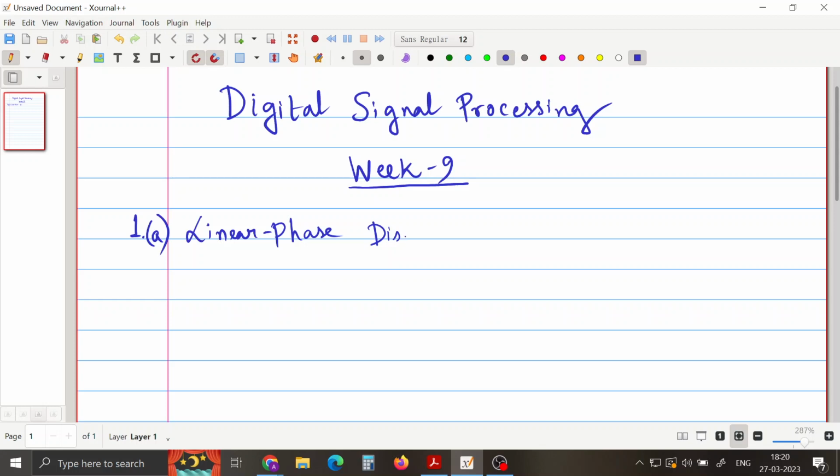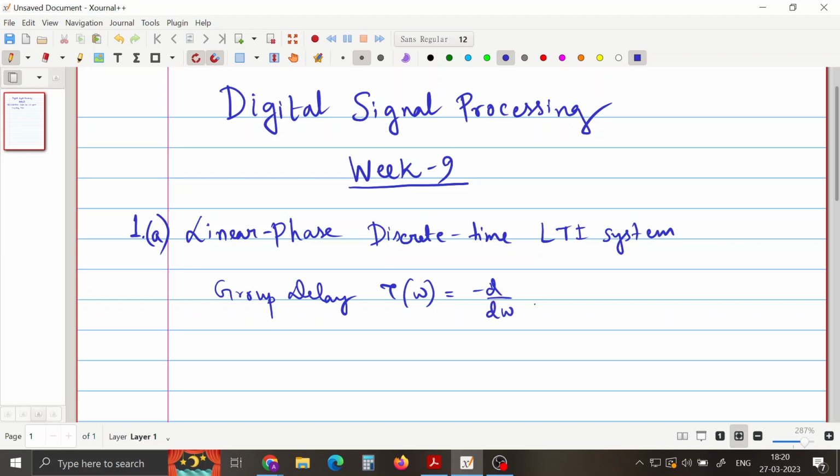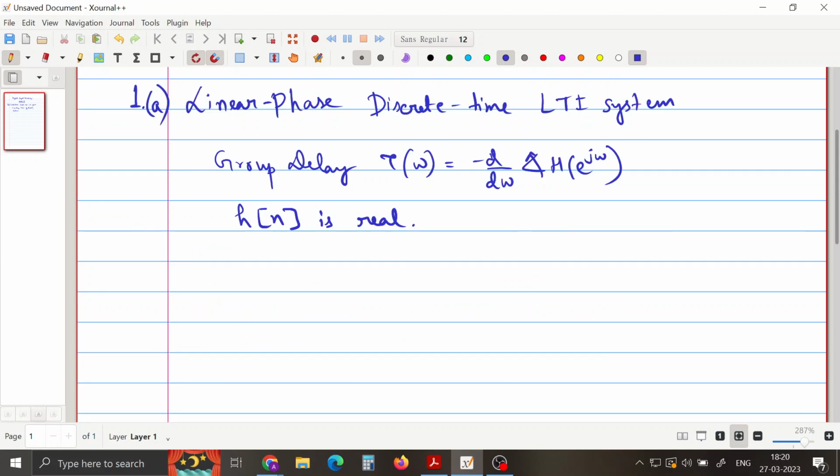So it's a linear phase, discrete time LTI system, and we have the group delay as tau of omega expressed as this, and we also know that it is given that the impulse response is real, and few other information have been given.